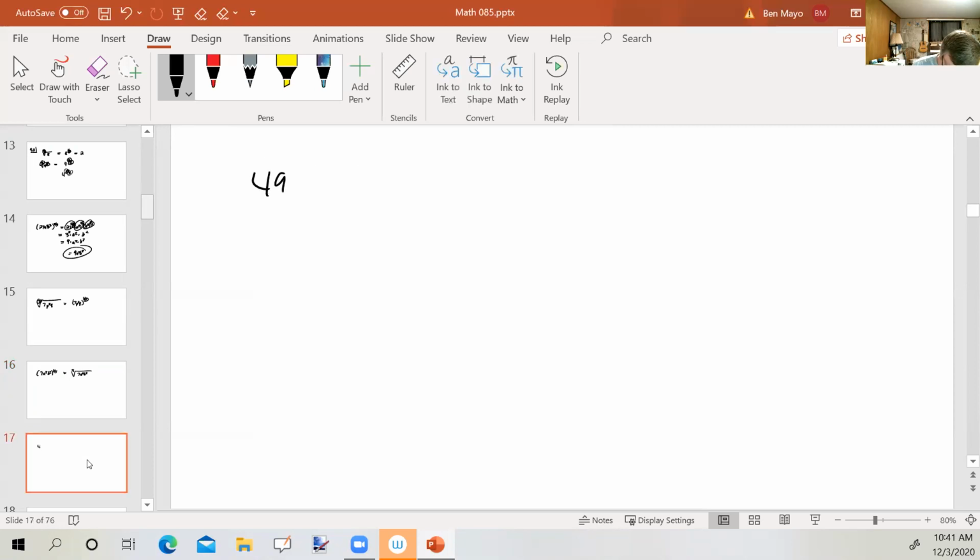Recall, if you have a negative exponent, you can change that to 1 over that base to a positive exponent. And 49 to the 1/2 power would be like the square root of 49, or 7.